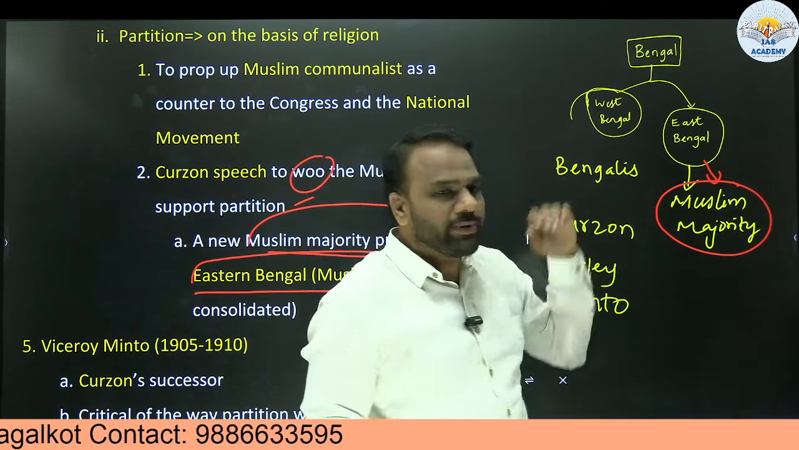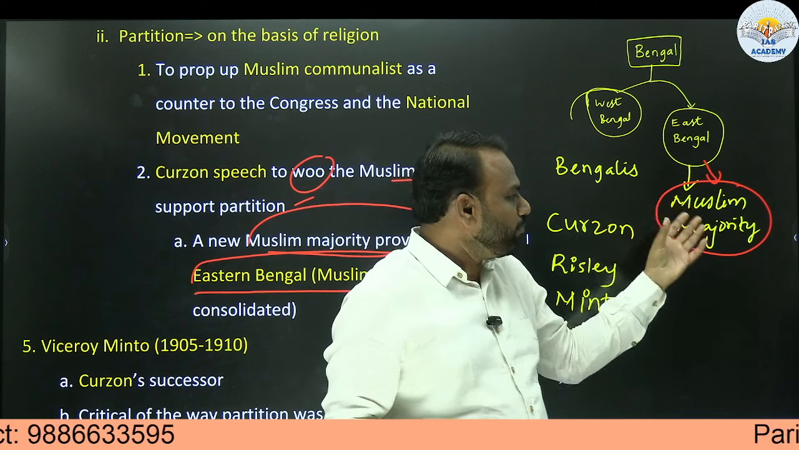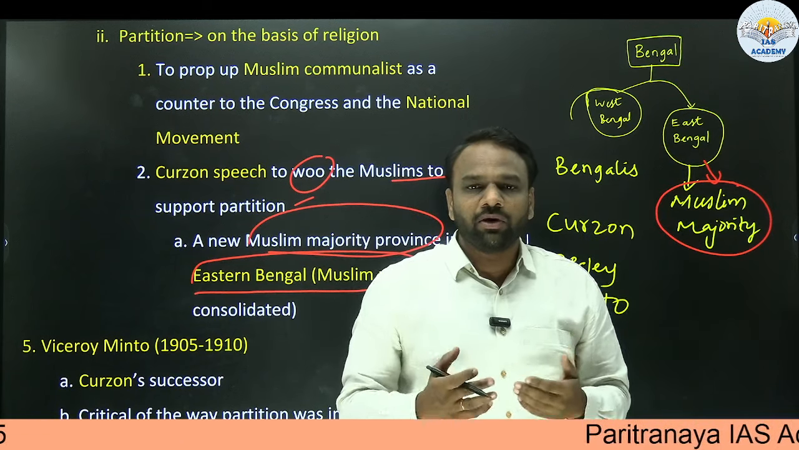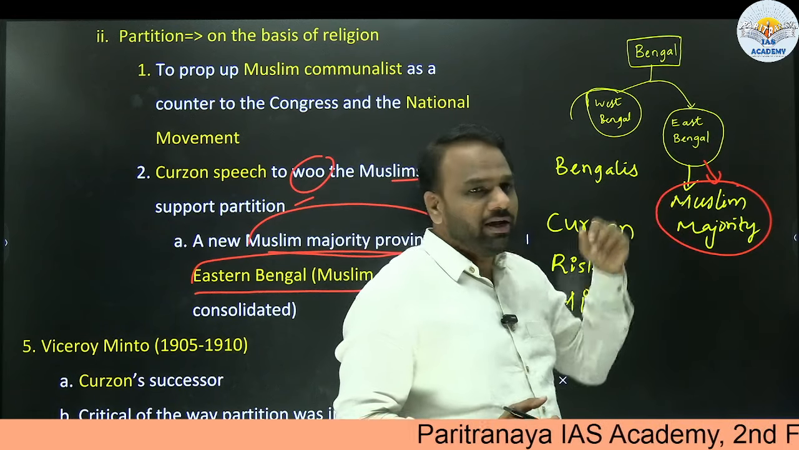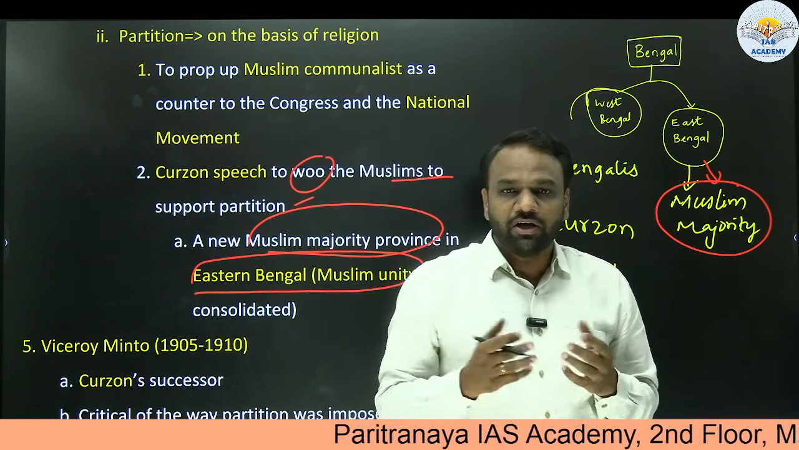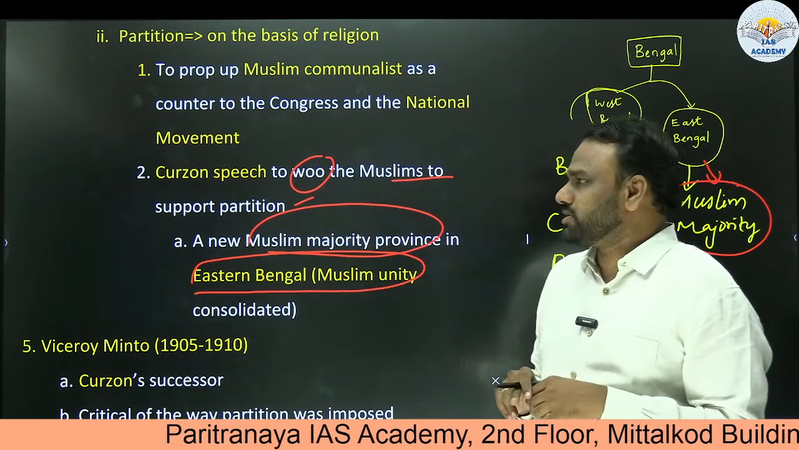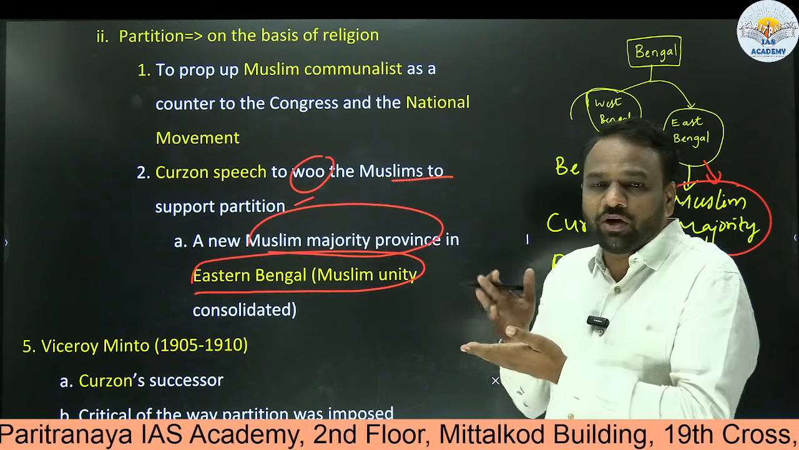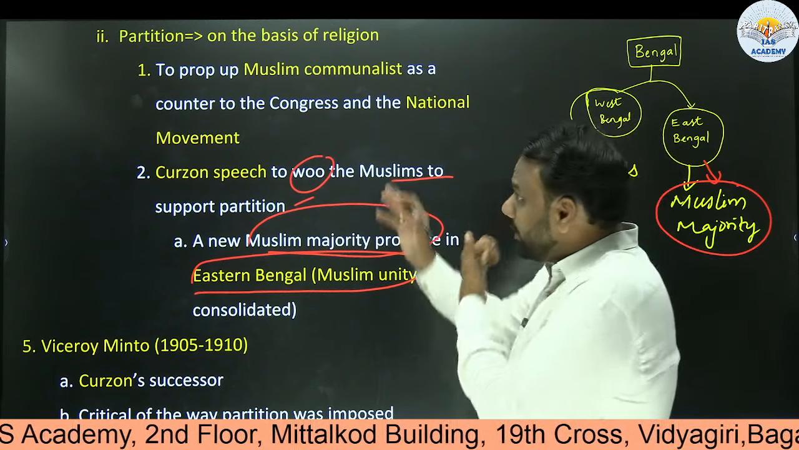Previously in United Bengal, Hindus were in majority, but when you create East Bengal, Muslims will be in majority. And most communities try to remain in majority, and that is why obviously Muslims will favor the partition. So in order to seek Muslims' favor for partition, Curzon announced this. This also indicates that partition was made in order to divide us. So it's a kind of divide and rule policy. So partition on the basis of religion.